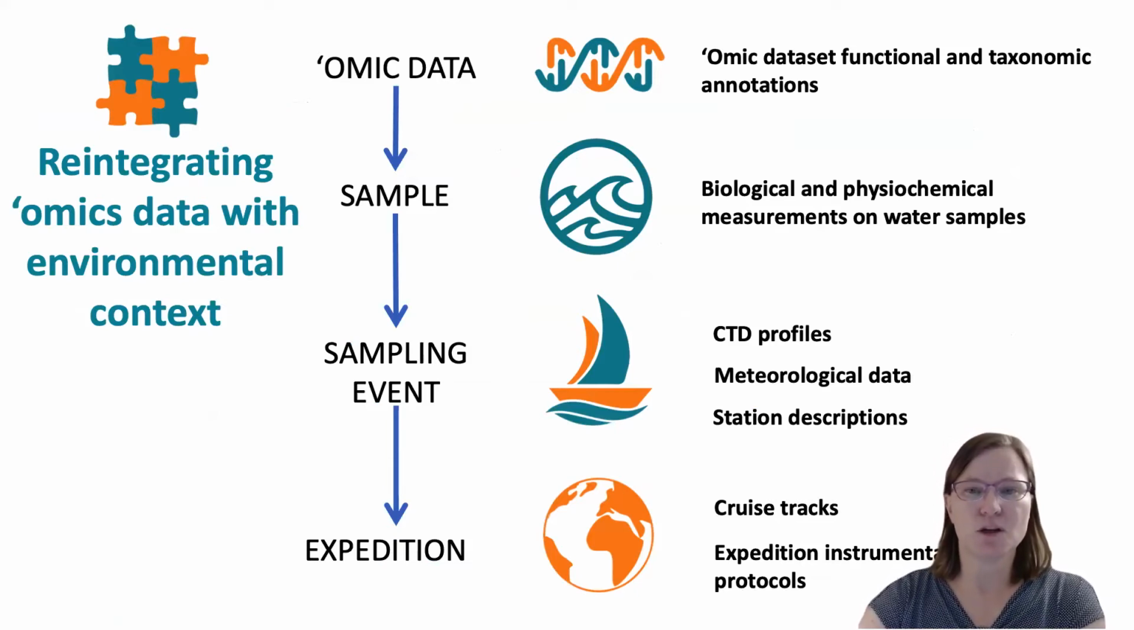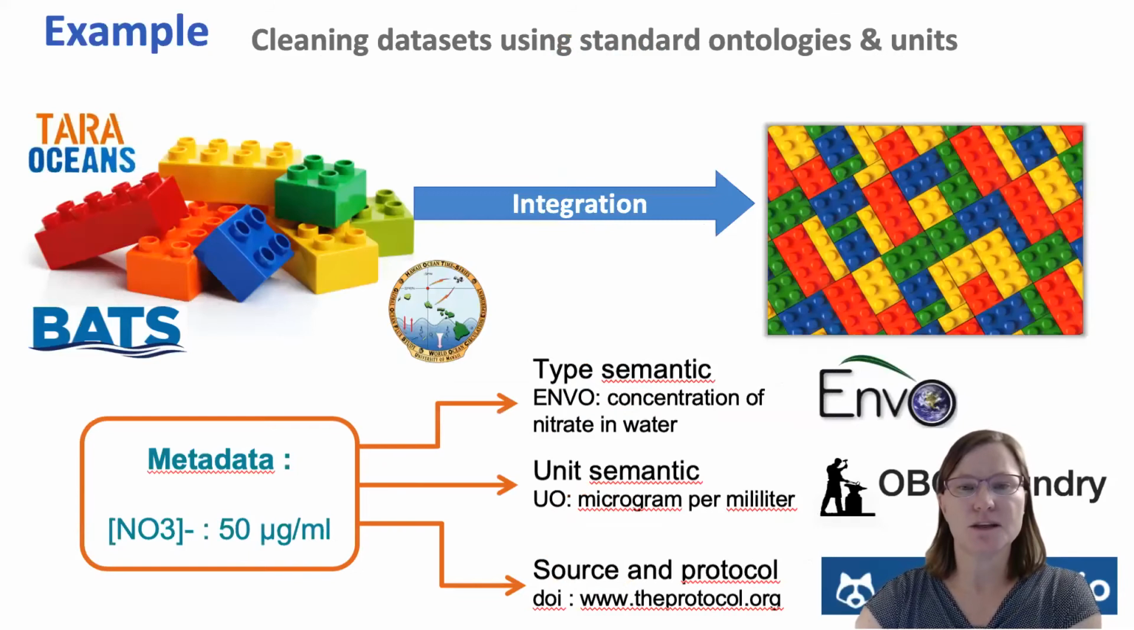For example, an omics dataset comes from a specific water sample that was derived from a sampling event and was part of an expedition. Along the way, each of these components has a variety of measurements and data that need to be accounted for and harmonized across projects. To do this, we are leveraging and extending the Open Biomedical Ontology, or OBO ontologies.